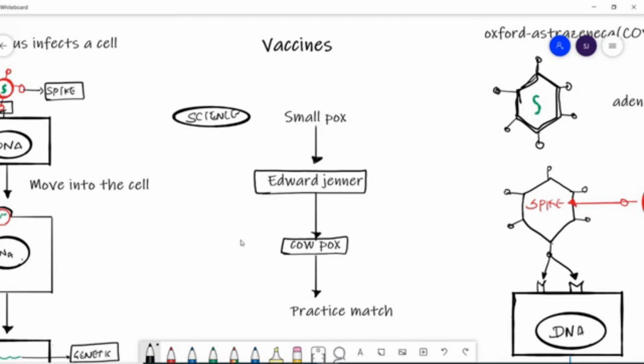What he found was that this cowpox, or the pus from the cowpox, can be used on people so that they may be infected in an earlier stage, and once they are affected, they do not get the main smallpox. And this is nothing but the concept of a vaccine.